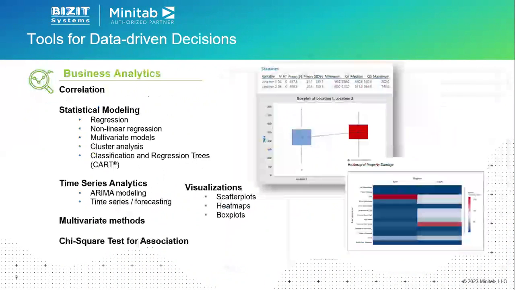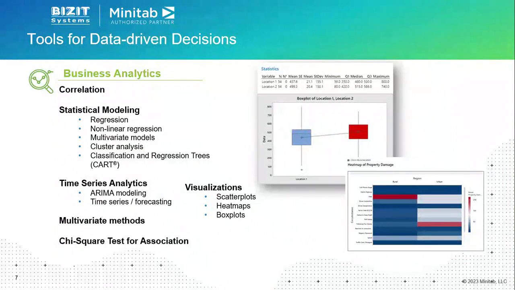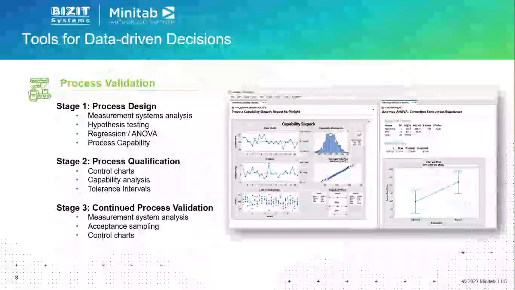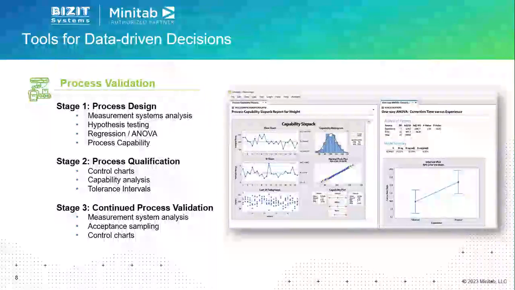And then we also have business analytics, where you have your historical data set and you want to see the model and the prediction, something like that. So we have a lot of algorithms inside Minitab Statistical Software. And of course, we also cover process validation, for example MSA, hypothesis testing, ANOVA, and so on. All of this is included.